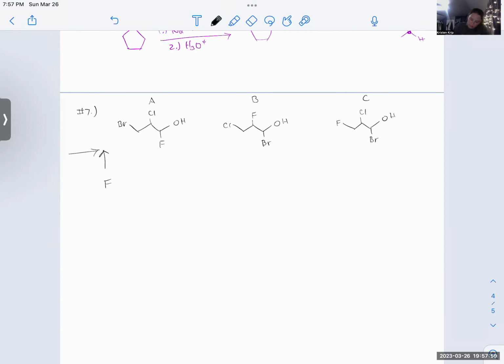So when we're looking at inductive effect, right, we kind of want to look at what is closest to our oxygen. So if we look next door for each of these, well, this carbon has a fluorine. This carbon has a bromine. And this carbon has a bromine.